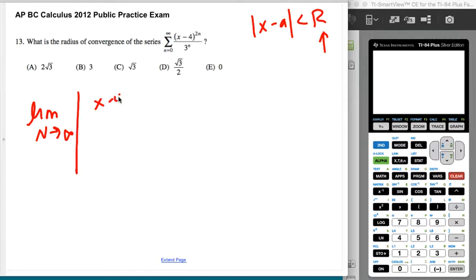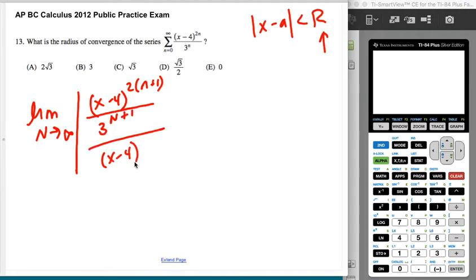value of (x - 4) to the 2(n + 1) over 3 to the n + 1, all over (x - 4) to the 2n over 3 to the n. Okay, cool. And we want that to be less than 1.